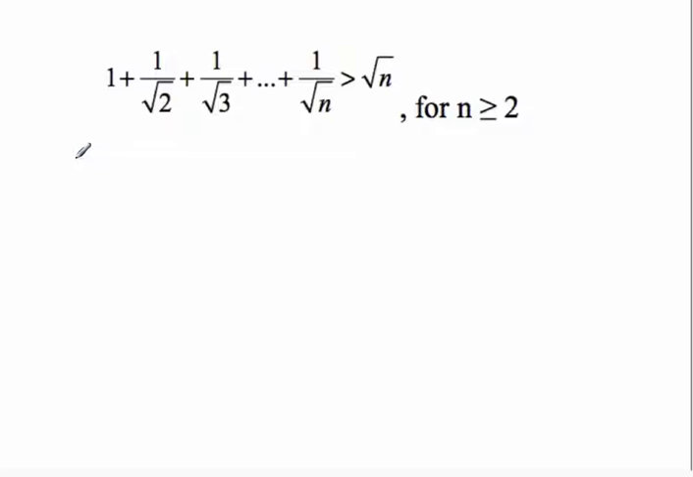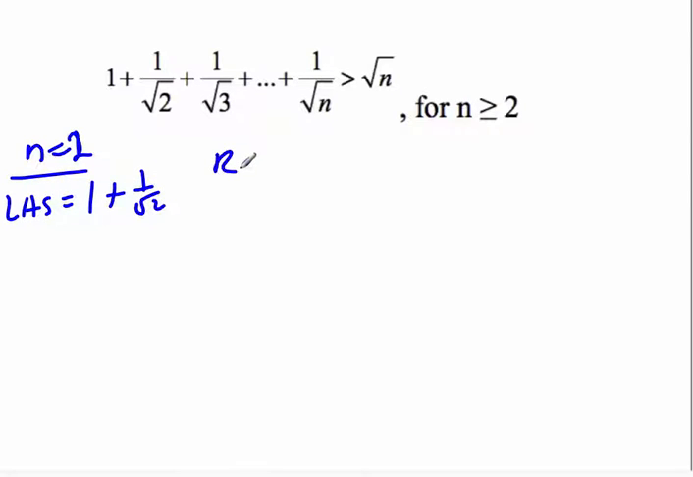This is Mr. Collier, and today we're doing a proof by induction with this inequality involving surds. We're going to start with the base case, which is n equals 2. The left-hand side is going to be 1 plus 1 over root 2, and the right-hand side is going to be simply root 2. So we need to compare these two quantities. I suppose you could use a calculator, but we could also do this algebraically.